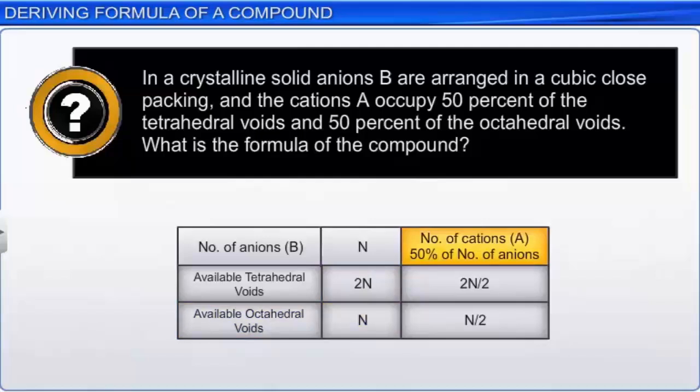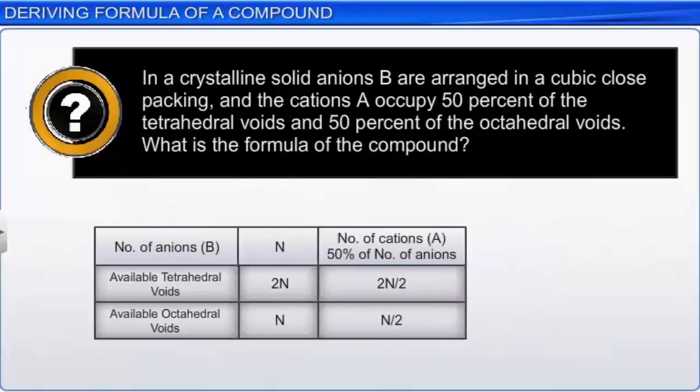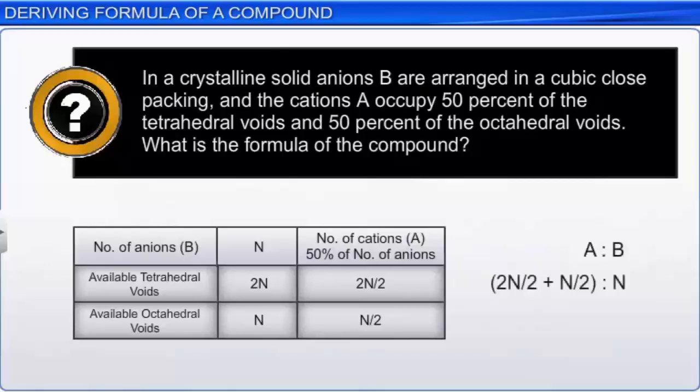Cations A occupy 50% of the octahedral voids. That is, cations A are present in N/2 octahedral voids. Also, cations A occupy 50% of the tetrahedral voids. That is, cations A are present in 2N/2 tetrahedral voids. The A to B ratio thus becomes 3N/2 to N. The simple whole number ratio of A to B is 3:2. Thus, the formula becomes A3B2.